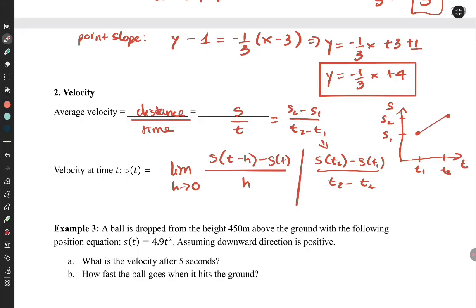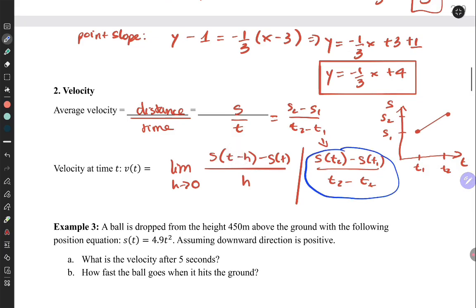These two are basically the same. Yesterday I showed you that. You change the variable, and you have this expression exactly the same. So that's how you find velocity, using this.